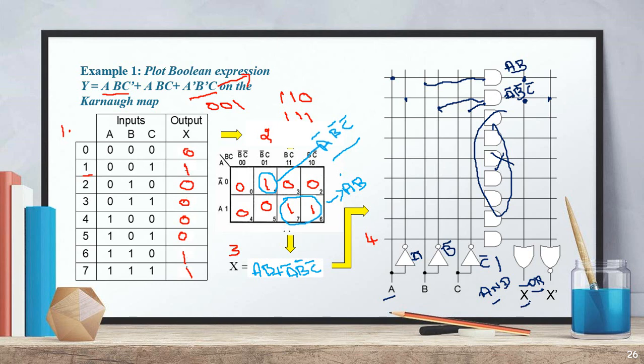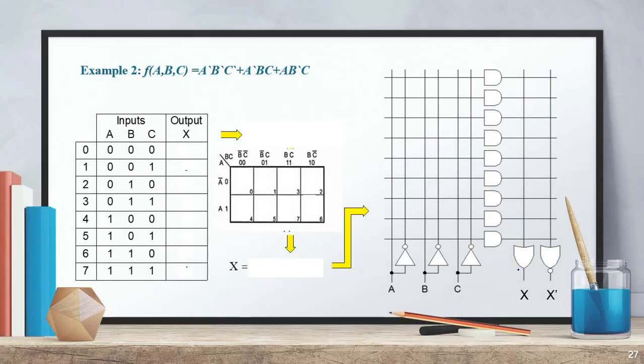This is the way you can do logic gate development. This is for example 1. Now we can move on to example 2. In this example, A bar, B bar, C bar is nothing but 0, 0, 0. A bar, B, C means 0, 1, 1. A, B bar, C means 1, 0, 1.